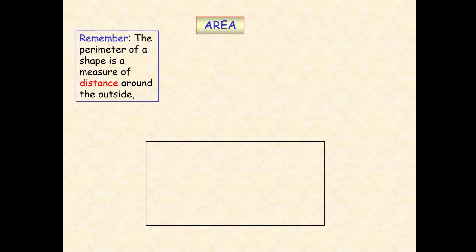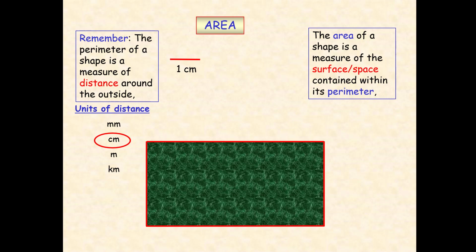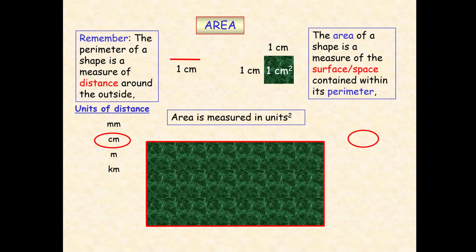Area. Remember, the perimeter of a shape is a measure of the distance around the outside, and the units of distance are millimeters, centimeters, meters, and kilometers. The area of a shape is the measure of the surface or the space contained within its perimeter. So, area is measured in square units.